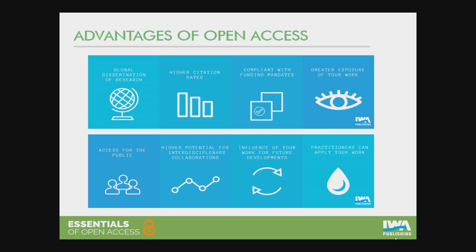There have also been a lot of studies that have shown that open access articles have higher citation rates. If you think about this, this makes sense because the more that people are able to access research, the more they're able to then use it and then cite it in their future work. Also, and I'll talk about this more a little later, it's compliant with funding mandates. So a lot of funders that are funding research that is going on are now saying that their researchers have to publish open access. So that's part of it as well.